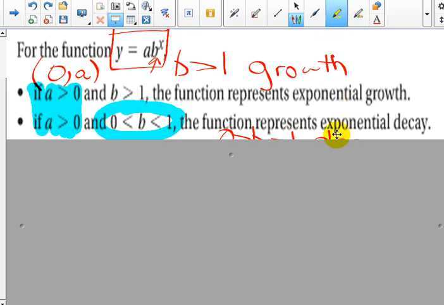So let's think of an example that might represent that. Let's pick an a value that's greater than 0. Somebody give me a value.